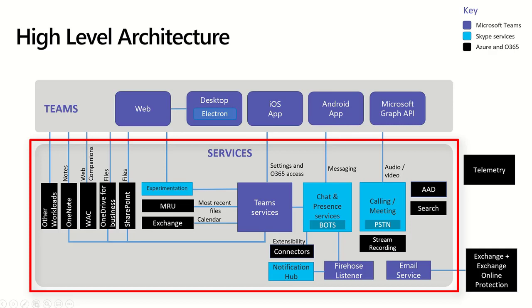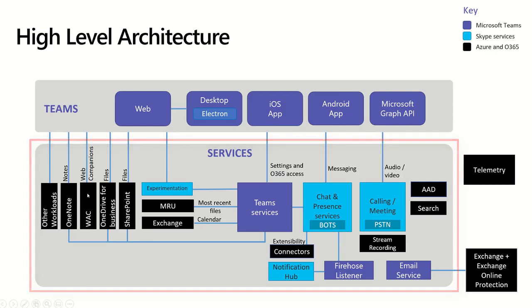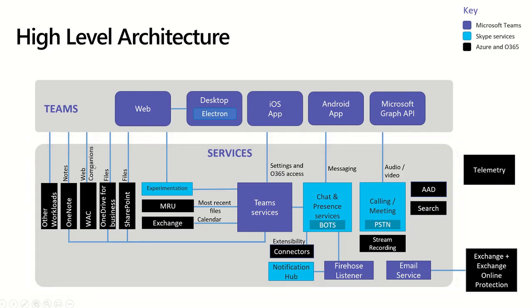So we've got all the other workloads, that's things like SharePoint, Word, Excel, PowerPoint, etc. OneNote is called out because it's actually what powers our Notes feature. The WAC stands for Web Application Companion, and these are the Word, Excel, and PowerPoint online versions of those. OneDrive for Business is what powers your personal files, and SharePoint for your team files. We mentioned earlier the experimentation server. The most recently used files is its own service in Office. When you open up a file, when you want to see your recent files, that service is what provides that list.